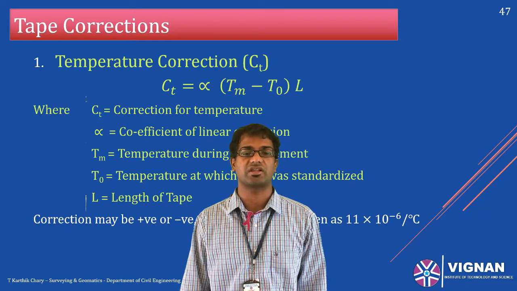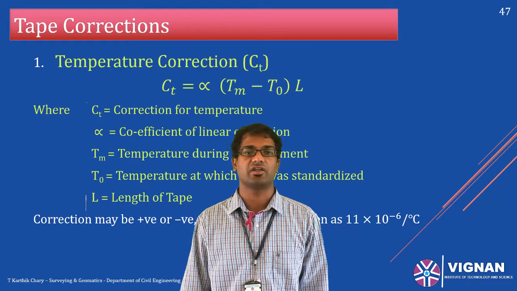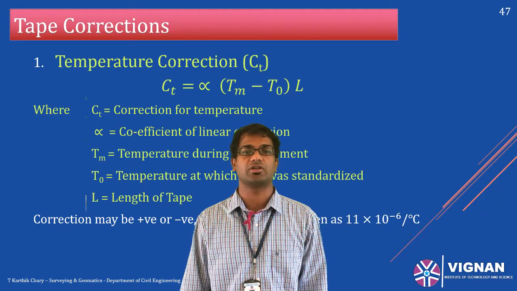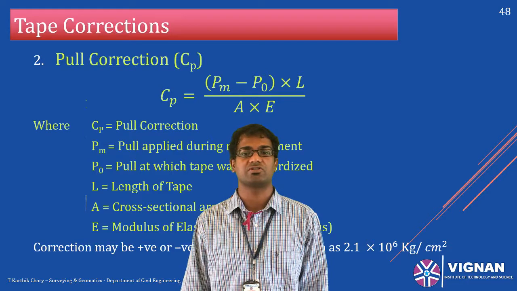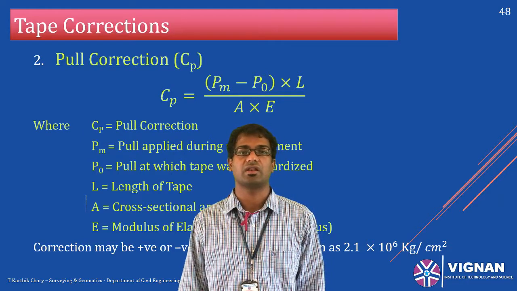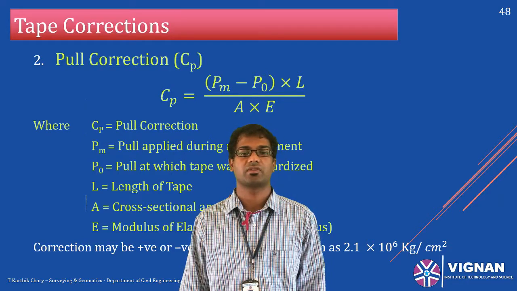We have temperature correction as Ct equals alpha into Tm minus T naught into L. Pull correction as Cp equals Pm minus P naught into L by A into E.